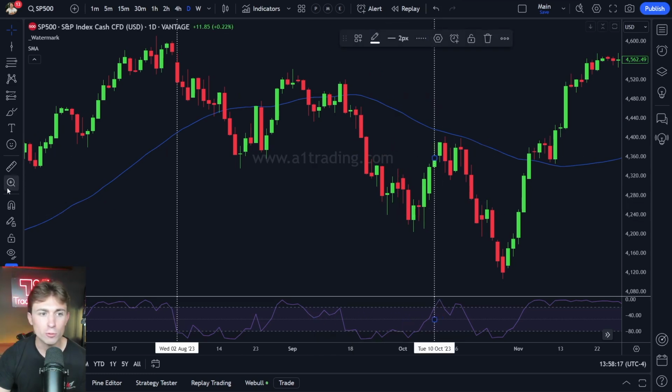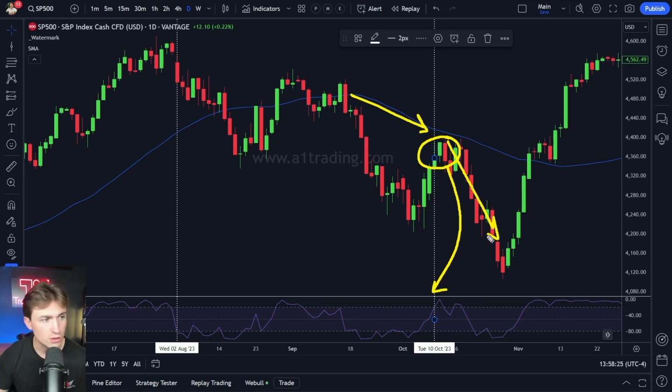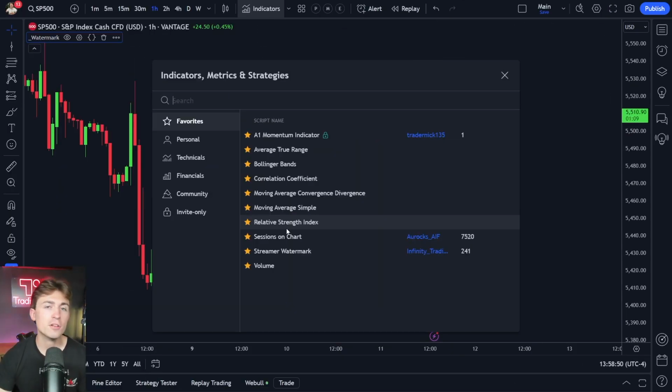We're in a downward trend, and you can see the timing here was right around here. We got an overbought reading in a downward trend, and that signal was actually quite good. Now, the next indicator that I'm going to show you is something specific to day traders.